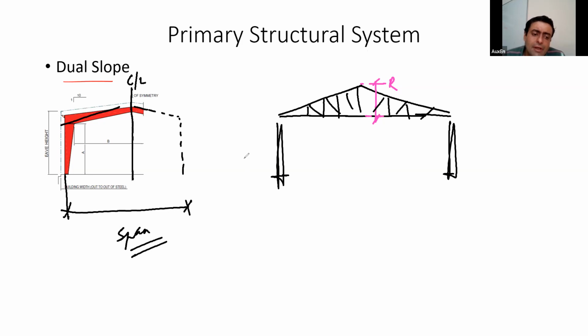Can anyone tell me the importance of this riser in a truss? Yes, anyone? Correct. Mr. Dheeraj is saying that when this riser gets increased, basically the lever arm gets increased. Because of the increase in lever arm, you will see that the tension and compression in these members reduce. So it's just like increasing the depth of your beam.